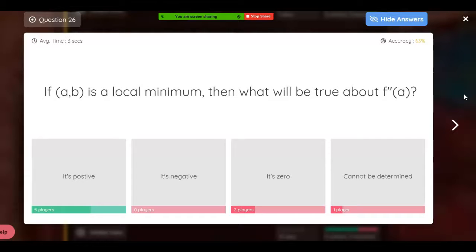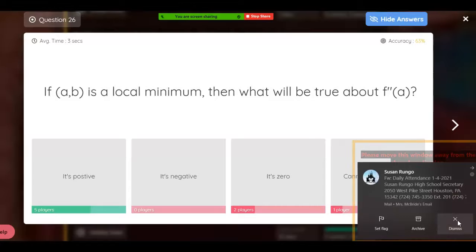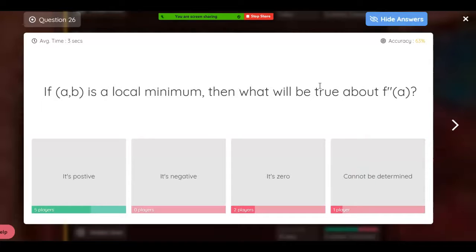26, it says if (a, b) is a local min, then what is true about the second derivative? So if you think about the first derivative, if it's a minimum, then the first derivative is 0. If it's a min, then my graph is going from decreasing back to increasing on the original, which means that it is going to be positive on the second derivative.